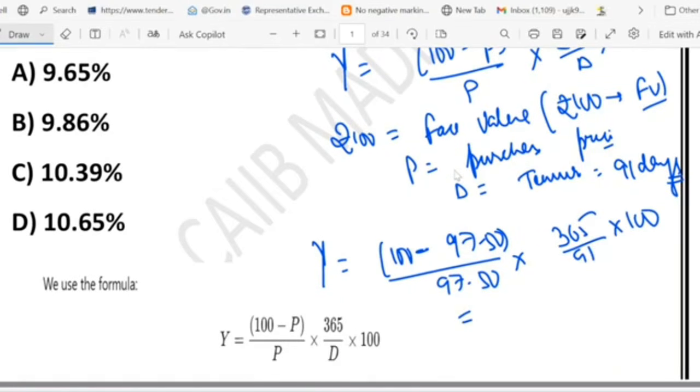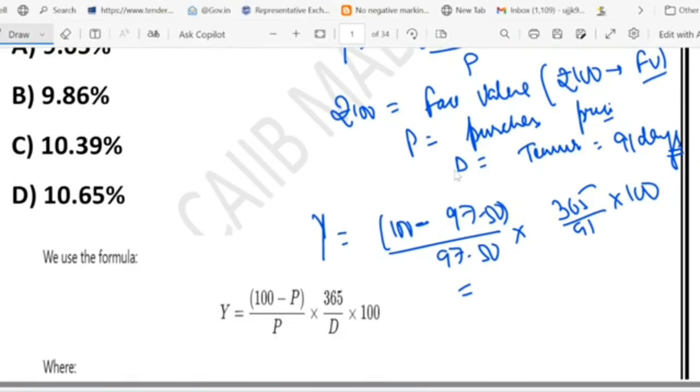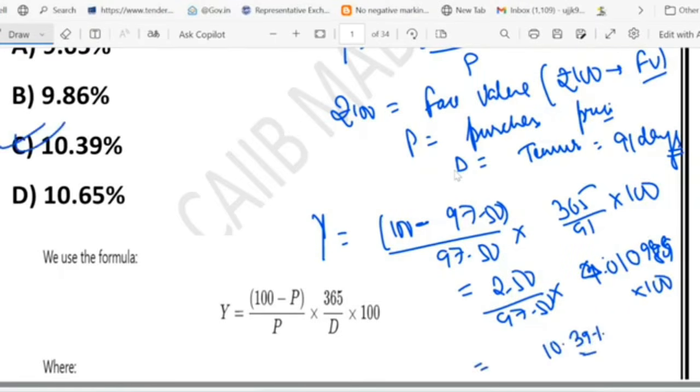So it will give us 2.50 upon 97.50 multiplied by 4.010989 and multiplied by 100. So ultimately it will give you 10.39%. So option number C is the correct one.